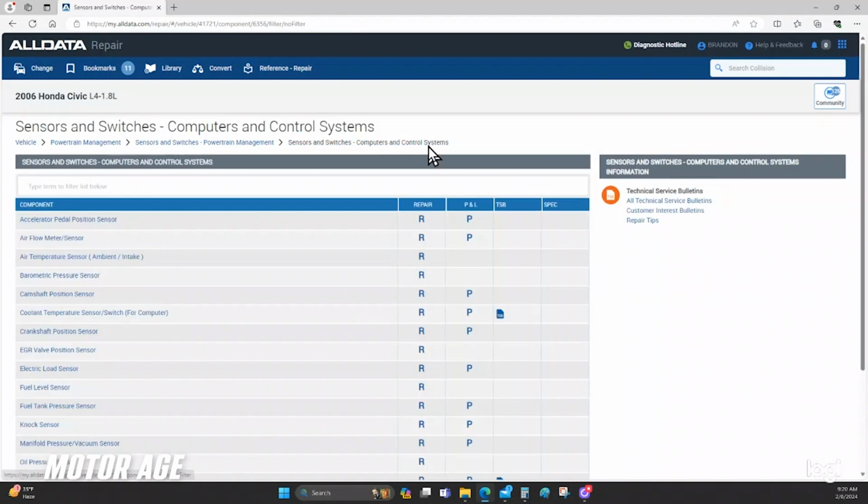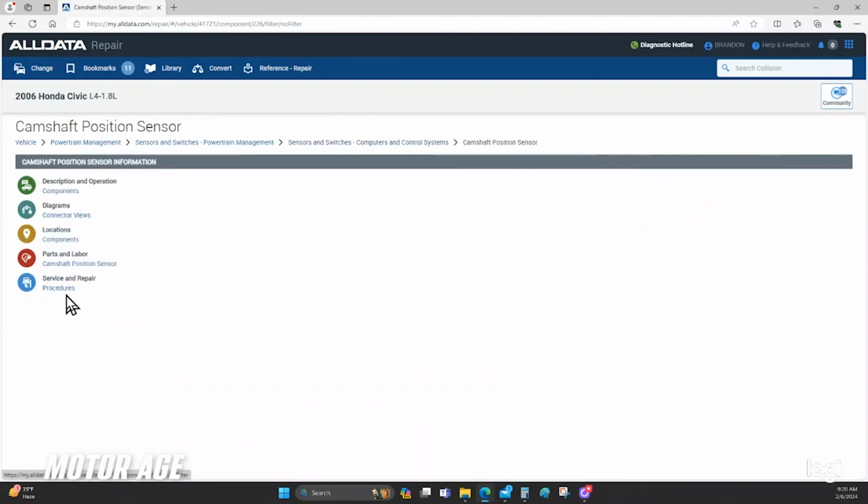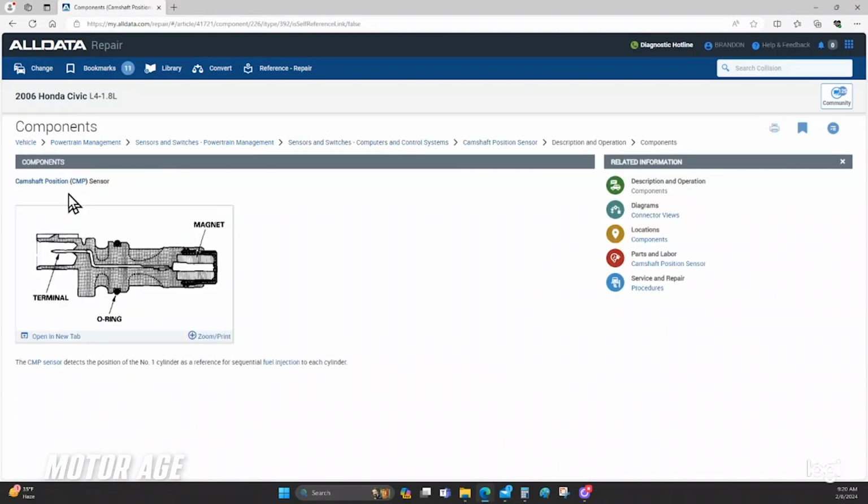Now, if we go backwards and research the camshaft position sensor, the sensor itself works very similar to the crank sensor, but it does something a bit different. This detects the position of the number one cylinder as a reference for sequential fuel injection. Sequential meaning in a sequence. In other words, in years past, we would gang fire or group fire or bank fire fuel injectors. In other words, four injectors would go to one switch or one driver in a computer. That's a tremendous waste of fuel.